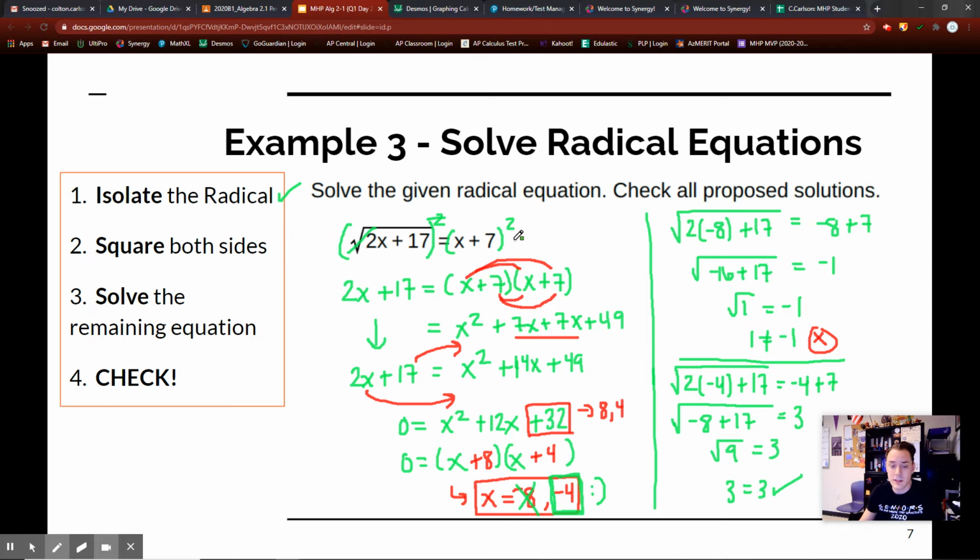So I squared both sides. I got 2x plus 17 equals. Squared means double, so I double that, which means I have to FOIL. That's what you see in red. So the left side is just going to be chilling for a while.